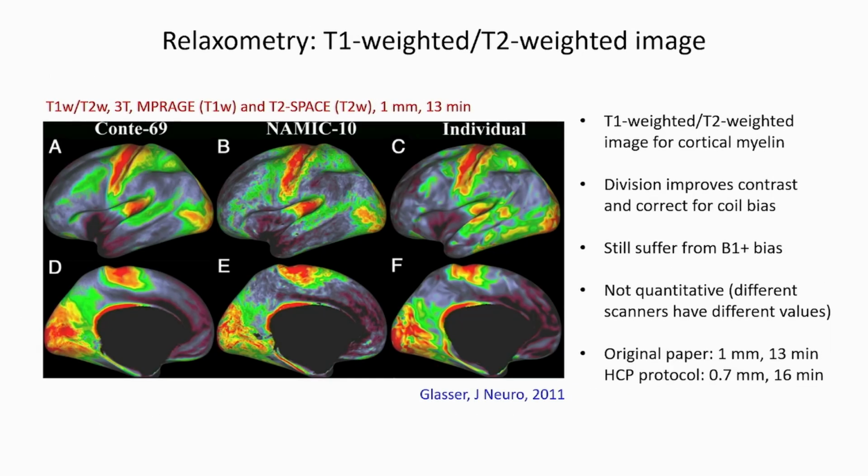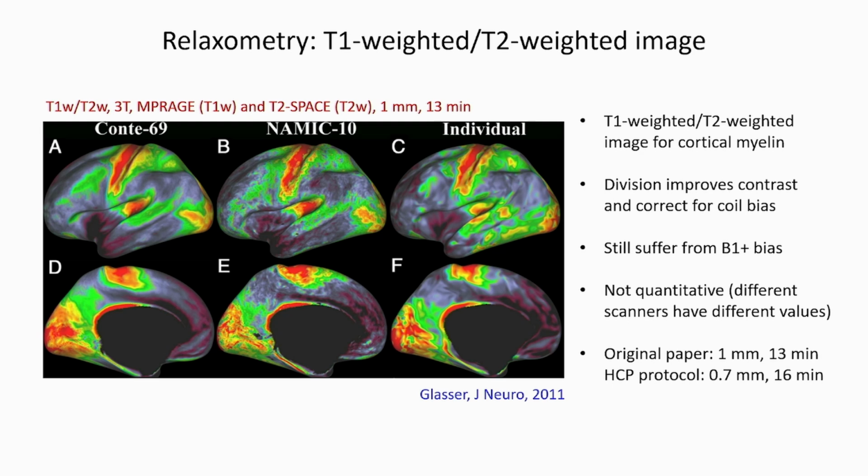Another technique that was really popular in the field of neuroimaging is using the T1 over T2 ratio as the surrogate biomarker of myelination. For the acquisition of the T1 weighted image, they use MP-RAGE, and for the T2, they use the T2 SPACE technique. At roughly 1 millimeter resolution, you can acquire the data in 13 minutes. The good thing about this ratio imaging is that highly myelinated cortex will have higher T1 signal and lower T2 signal. If you divide the two, it amplifies the contrast.